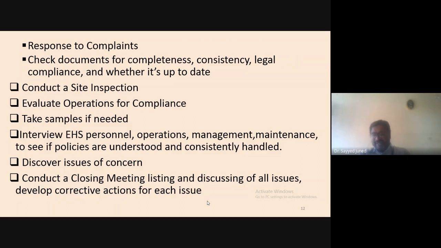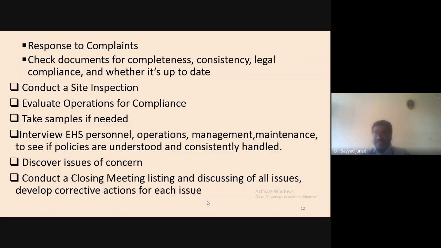2022 to 23 in the academic year, January to December, month wise, week wise, or day wise. Conduct a site inspection. In this site inspection, we have to record where we have created the plantation, or which kind of plants we have in our campus. Evaluate operations for complaints, take samples if needed. Interview personnel in operation, management, and maintenance to see if policies are understood and consistently handled by this committee.